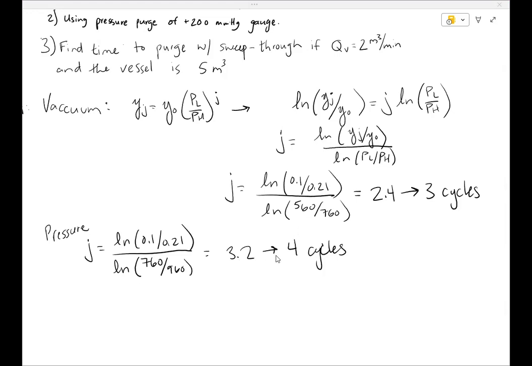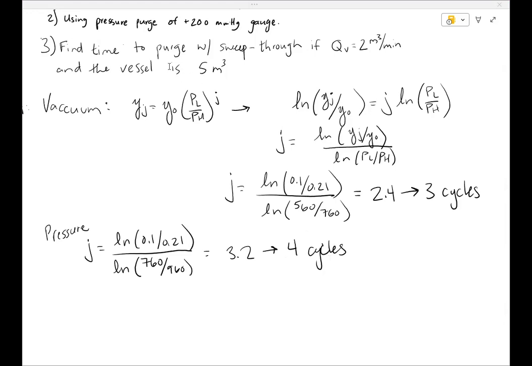So once again, the main idea here is that pressure purging is going to be easier from a pump standpoint. It's going to take less time in order to pressurize the vessel, but the downside is it's going to require more cycles and more inert. So there's a trade-off at play here.